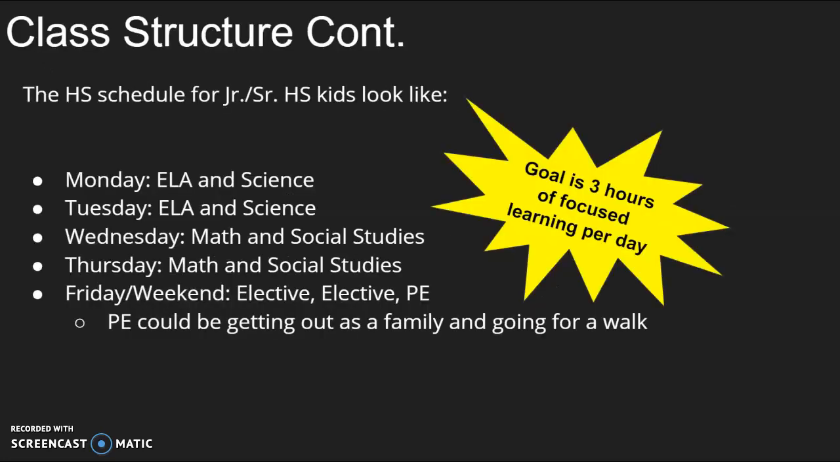The sampled class structure for the high school and junior high would be Monday and Tuesdays, ELA and science, Wednesday, Thursdays, math and social studies. Fridays and the weekend would be electives and PE. So for example, a PE activity could be getting out as a family and going for a walk. The goal during these times each day would be 3 hours of focused learning for each student per day.